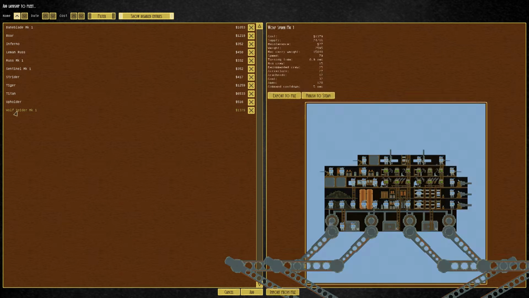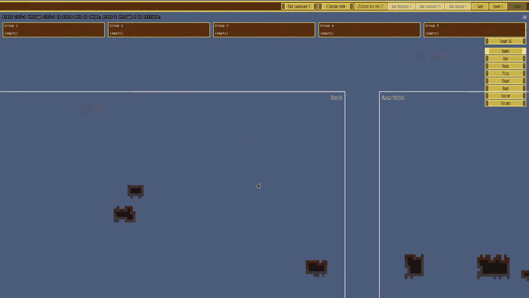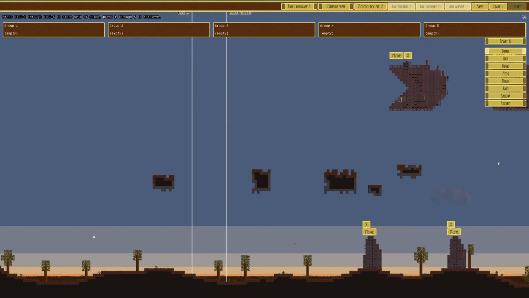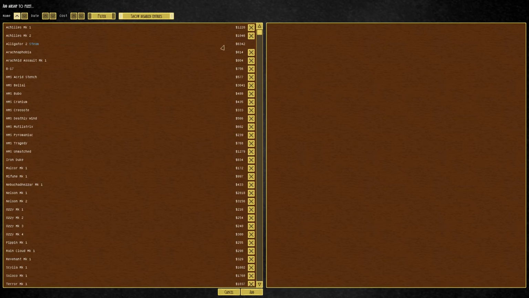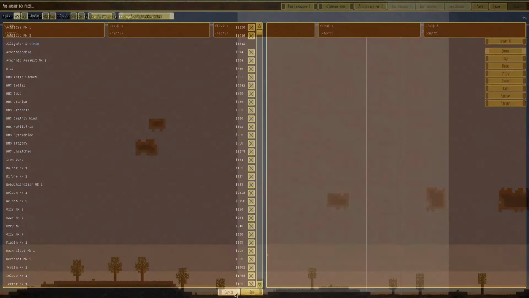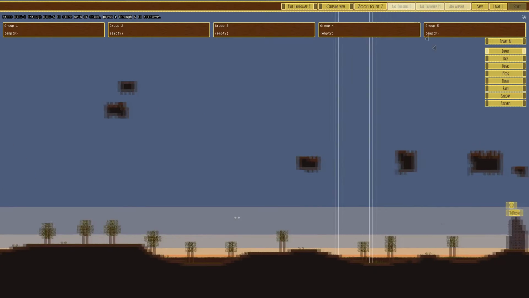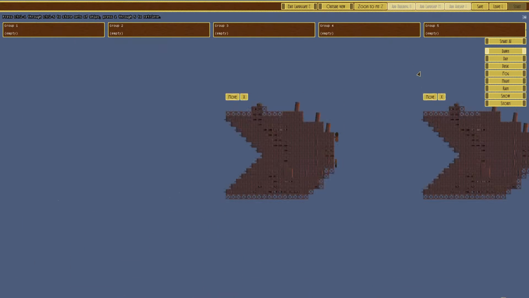Let's see what we've got to work with. Well, we've got the Wolf Spider. We're definitely going to be using this. I guess I should check how much money they have. Okay, they have 20,000. That is insane. Those alligators must be pretty expensive. In fact, let me look at how expensive they are. Yeah, they are 6,342. That is a lot. Oh boy.